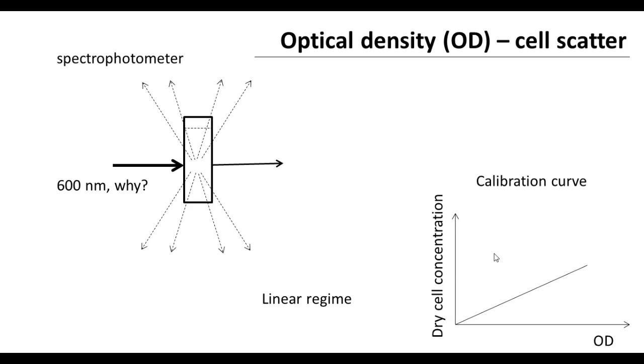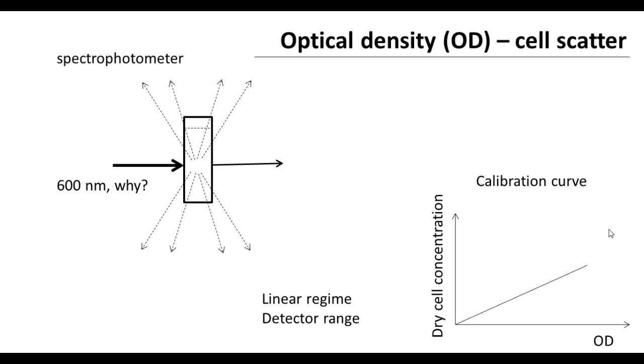The linear regime is important while measuring. You need to pay attention to that. The linearity, there are two aspects there. If you plot dry cell concentration versus OD, it is going to be linear till a certain point, and above a certain dry cell concentration, the linearity is going to break down. That's a law of nature. So it is going to be linear here, and above a certain dry cell concentration, it is actually going to saturate. We should not operate in this region. In other words, we need to measure only in this linear region.